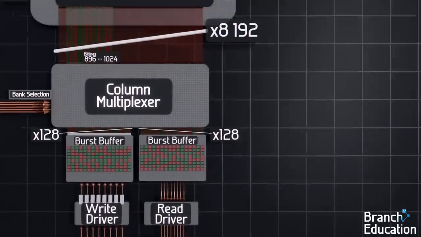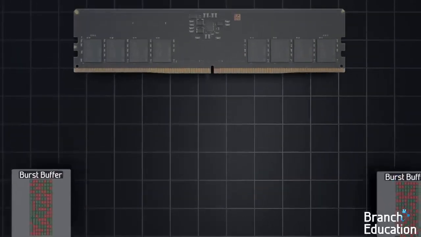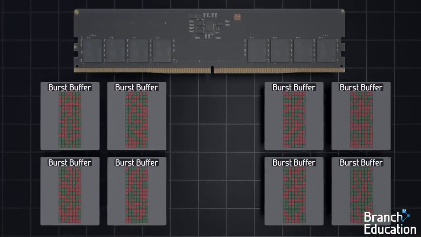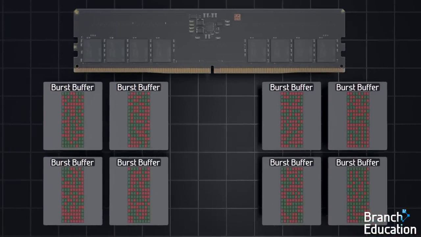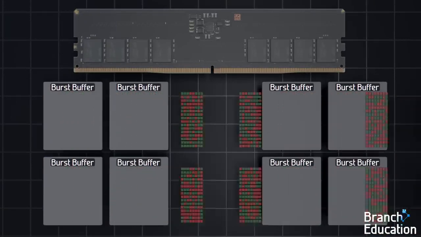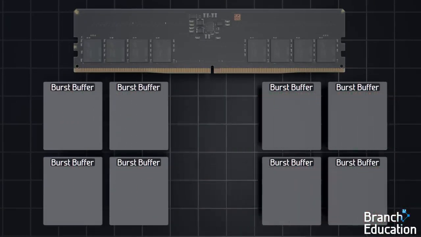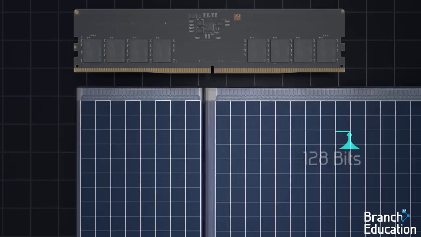The benefit of this design is that 16 sets of 8 bits per microchip, totaling 1024 bits, can be accessed and read or written extremely quickly, as long as the data is all next to one another.